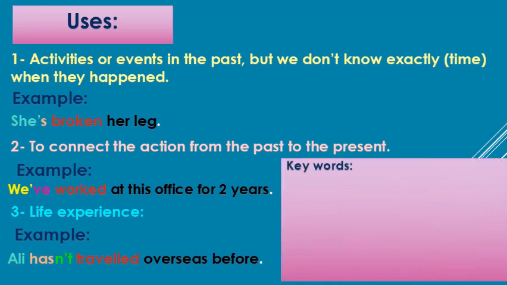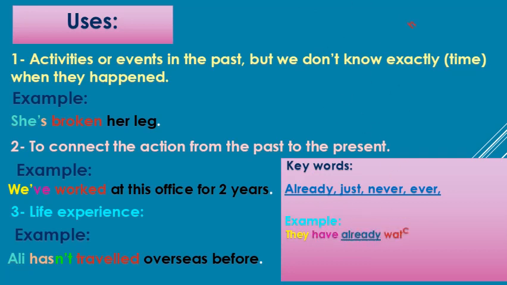Now let's move to the keywords. كلمات الدالة. So here we have already, just, never and ever. إذن هذول الكلمات الدالة, they come بين the auxiliary verb الفعل المساعد والفعل الرئيسي. For example, they have already watched the film. So already comes between the auxiliary verb and the main verb.